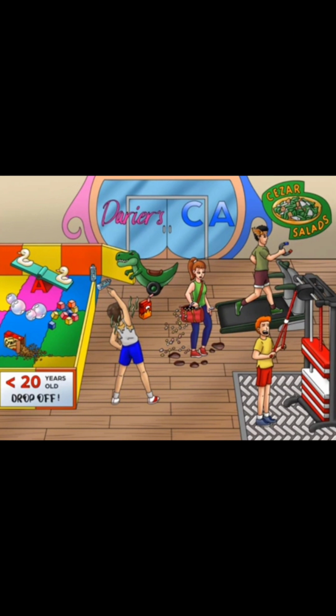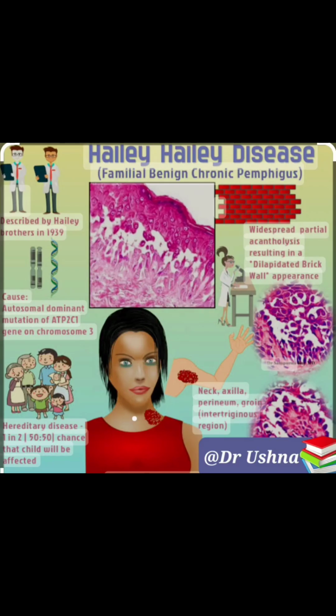So here we summarize Darier disease. Hope you find it useful. And next we will do Hailey-Hailey disease in the next session.